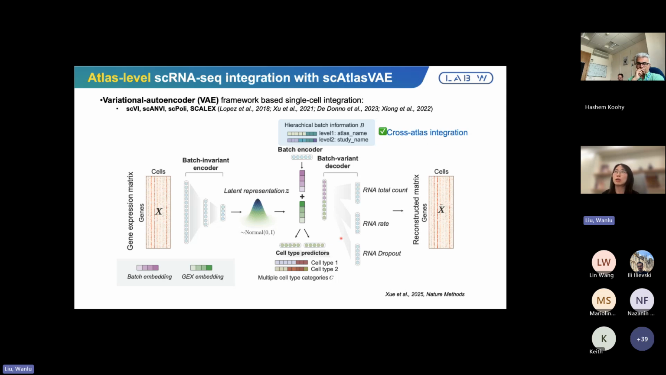And another unique thing that we designed is this cell type predictor from the latent representation. So we added a multiple cell type category prediction module here. This design allows us to perform cross-atlas cell type alignment and cell type annotation.